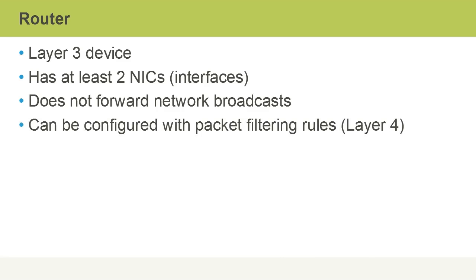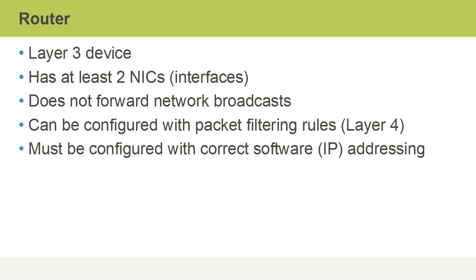Routers can be configured with packet filtering rules. In this way, they're considered a layer 4 type of firewall because they can block up to and including the port address for a network service. Of course, they can also allow or deny traffic based on IP address and things like that.